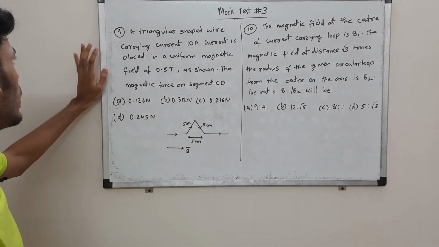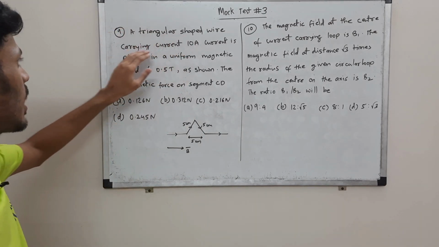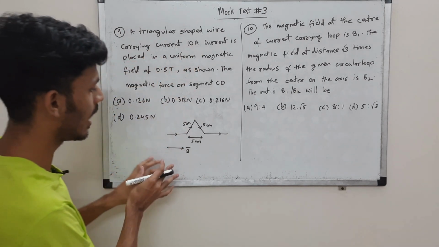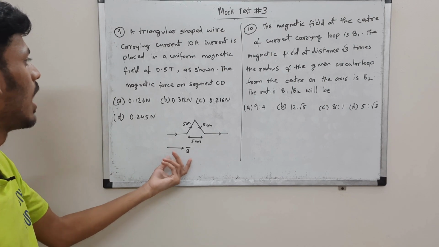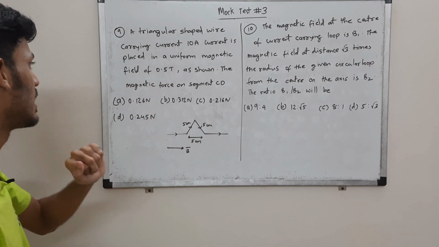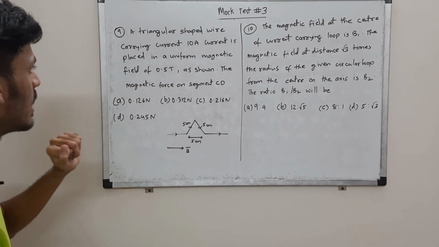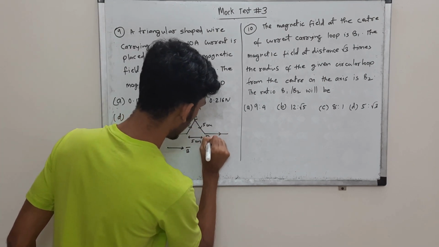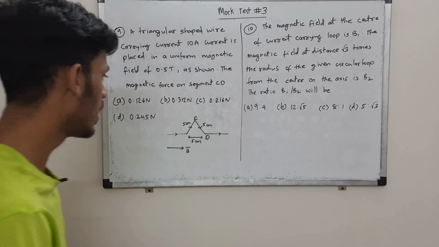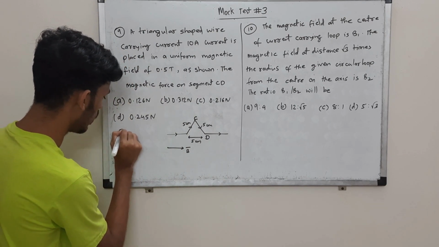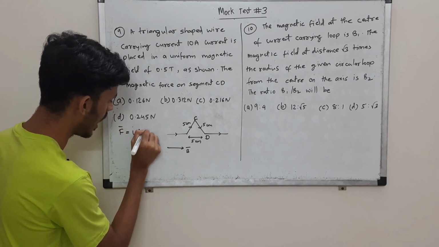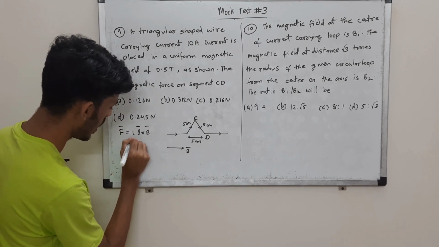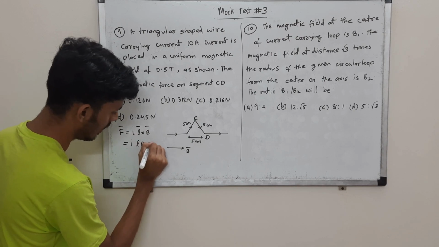Okay, so here in question 9 we have a triangular shaped wire which is carrying a current of 10 amperes. It is placed in a uniform magnetic field as shown. The field has a magnitude of 0.5 Tesla. You are supposed to tell what is the magnetic force on the segment CD. This is the segment CD. It's very straightforward actually. The force on the segment will be I L cross B, which is I L B sine theta.